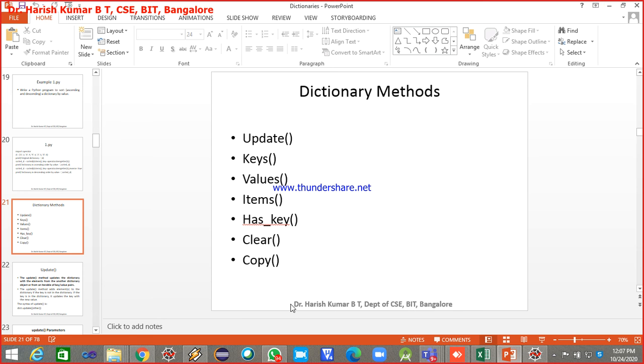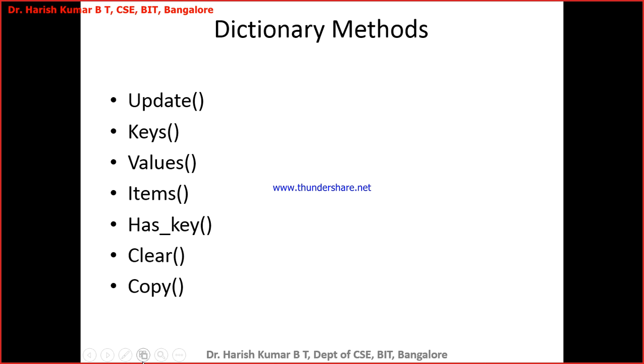Now I have listed a few of them. One is update, another one is keys, values, items, hash key, clear, and then copy. A few of them you already know. Items, keys, values I've already told you. Keys will give the list of all the keys of the dictionary. Values will fetch you all the values from the dictionary, and items will fetch you both the key and the value. We'll try to understand each one of them in detail.